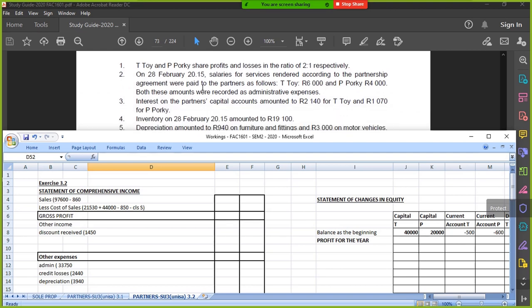Okay, so additional information, Toy and Porky share profits and loss in ratio 2:1. Okay, so now we know how they're going to split this profit. So it's going to be profit, 2 over 3 sharing.